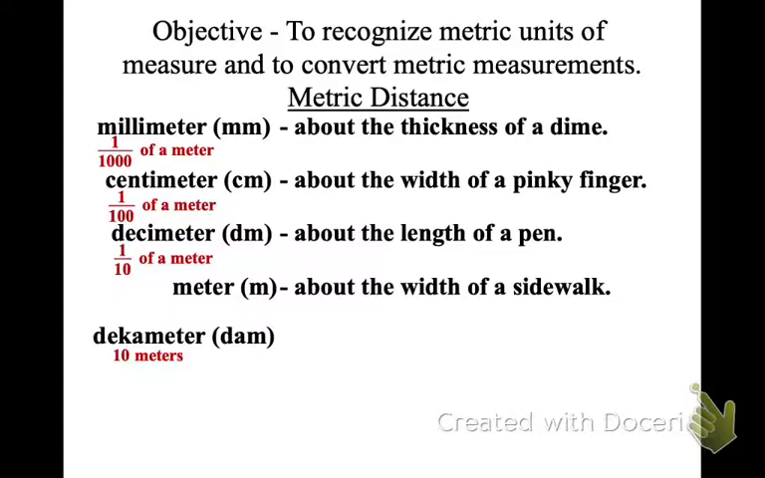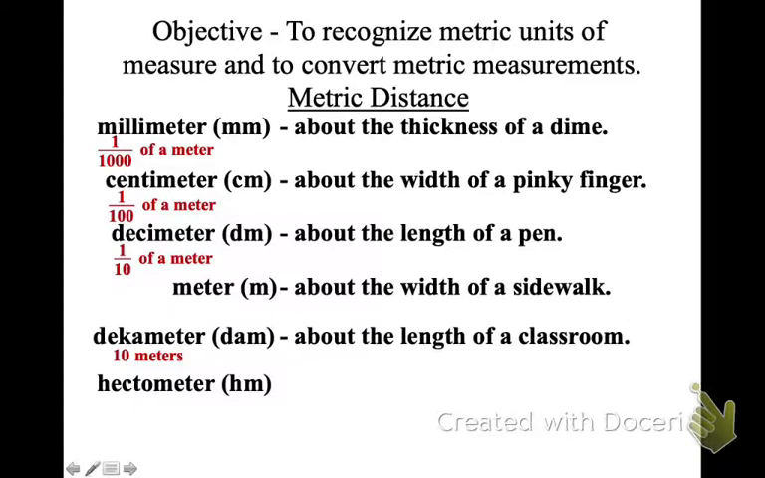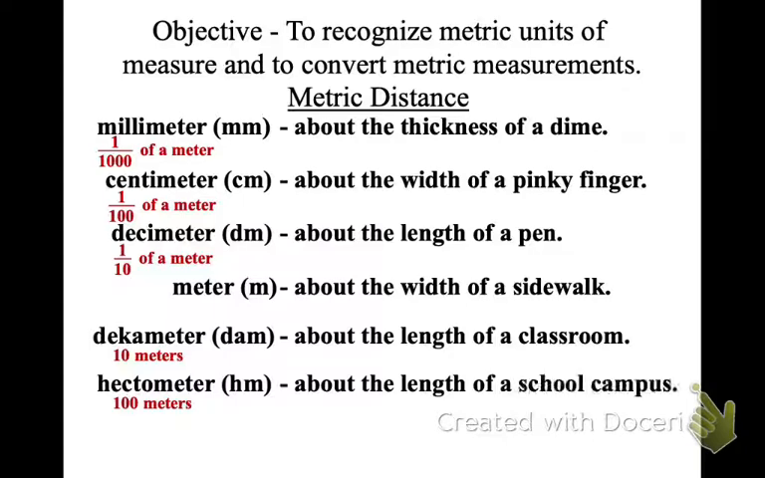Sorry about that. So a decameter is about 10 sidewalks, so about the length of your classroom. And then we have a hectometer. Hectometer is about 100 meters, and that's the length of your school campus. And then we've got the kilometer.